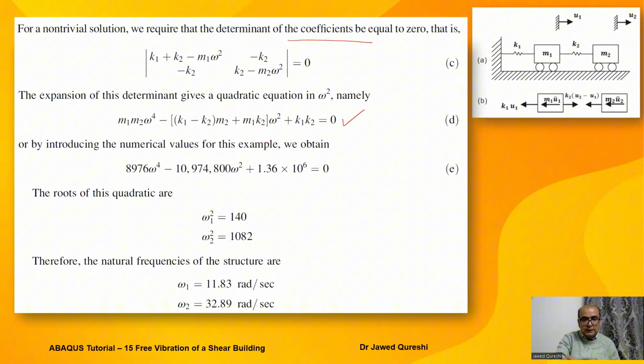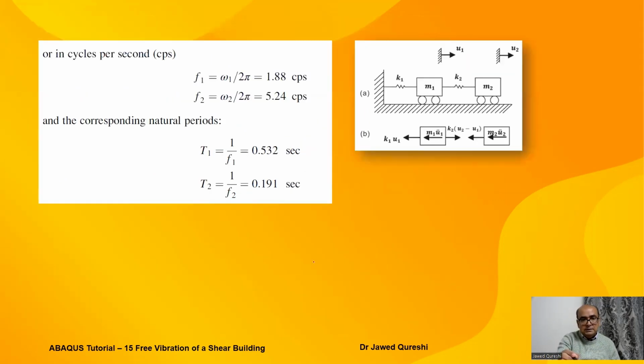When we put values of K1 and M1, it results in a quadratic equation. And when we solve the quadratic equation, we get these two roots. And from here, we can obtain the angular frequencies. And when we convert these angular frequencies into cycles per second, we get these two values, and then the corresponding natural time periods can be obtained as well. In that way, we find out the frequencies using hand calculations. And our objective here is to carry out numerical analysis and compare that numerical analysis with the manual solution.